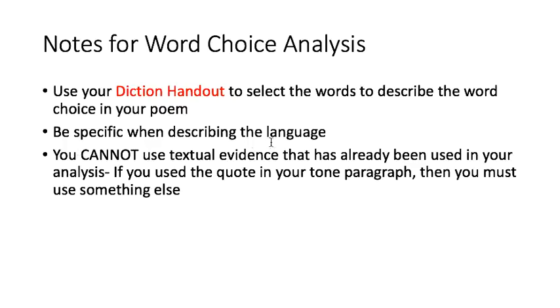That's a great choice. You cannot use textual evidence that's already been used in your analysis. So for example, since this is only your second paragraph that you're writing, if you already used it in your tone paragraph, you can't use it. Here's why. Think of the poem as a whole. The entire purpose of this is to analyze the poem in 5 different ways. You don't want to overuse something. There's so many different parts of it that you can use. Pick something new.